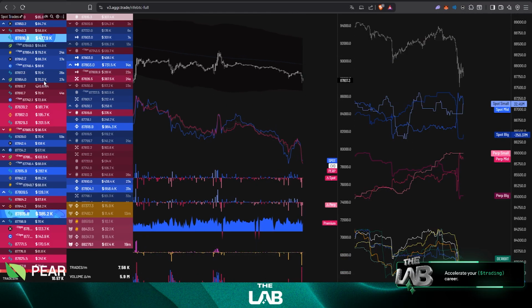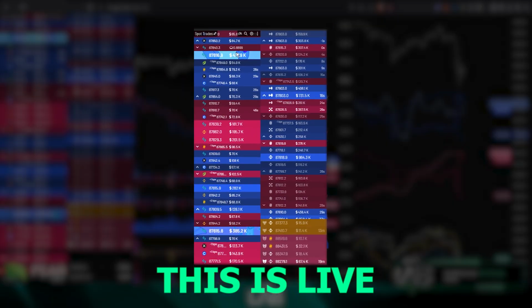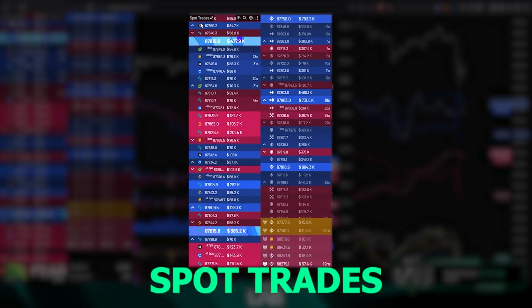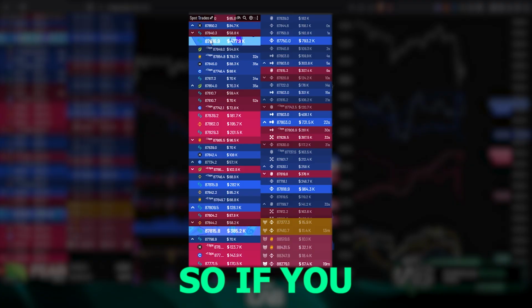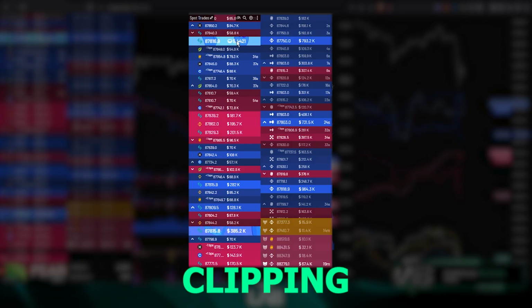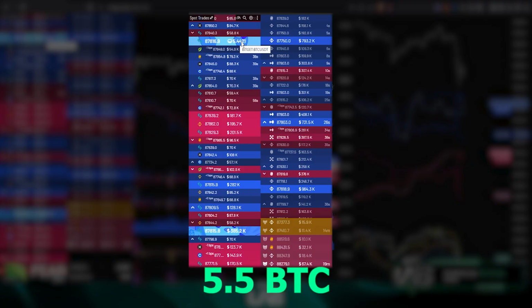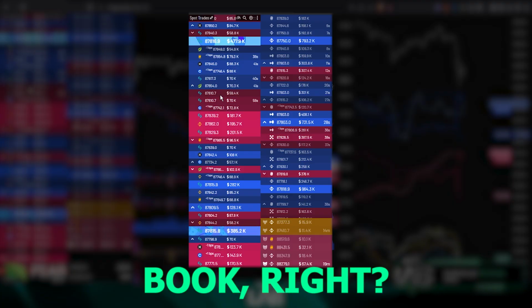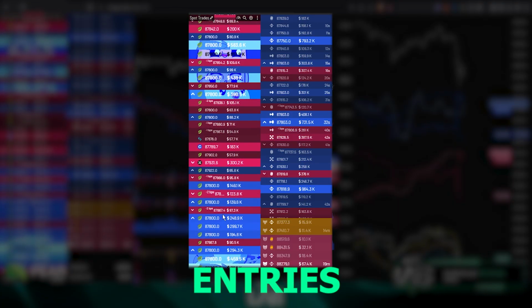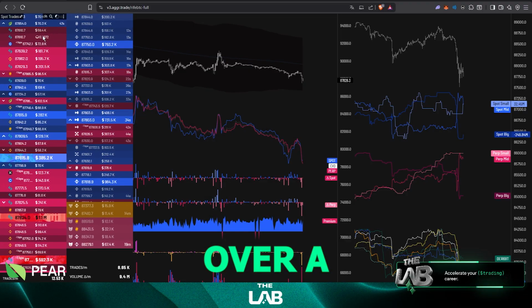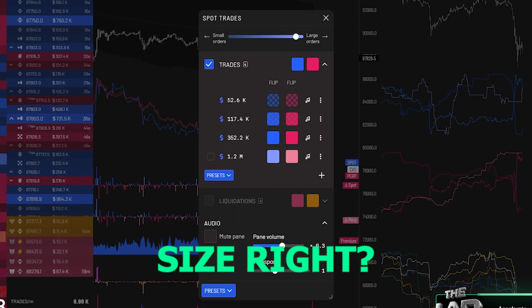First of all, we have on the left side our tapes. This is live market orders, like spot trades. This is live spot market trades. So if you see one guy on BitHip clipping 5.5 BTC, this happened already in the book, right? So this is more like a history of market entries over a certain threshold of size, right?